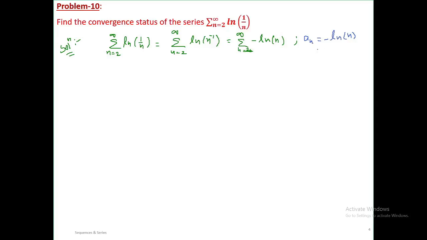Look at the nth term divergence test. What are you getting here? Limit n tends to infinity of minus ln n gives minus infinity, so it is not equal to 0. Therefore, directly by the nth term test you can conclude.